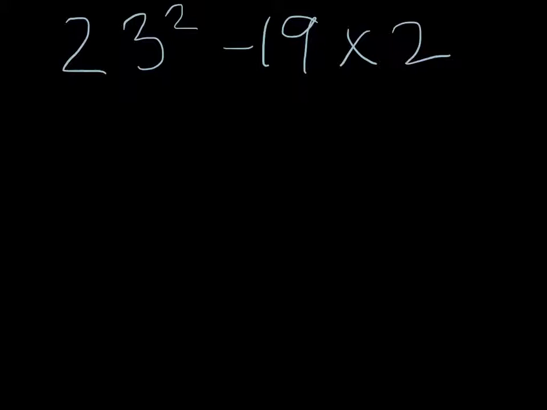Now that I've gotten finished with the G portion of GEMS, which stands for grouping, I move on to the E portion, which stands for exponents. My next exponent I need to look at is 23 squared. Another way we could say that is 23 to the second power, or 23 to the power of 2. We know that exponents just tell us to multiply the base times itself, however many the exponent says. So this exponent is 23 times 23, which is 529.